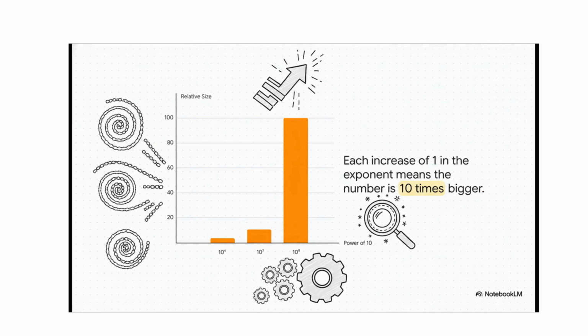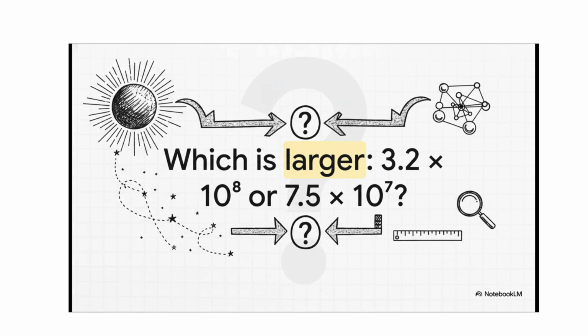And this chart really drives that point home. Each jump in the exponent isn't just one little step, it is a 10 times multiplier. The difference between something that's 10 to the 6th and 10 to the 7th isn't just 1, it's a massive, massive leap in scale. So, quiz time. This is exactly the kind of problem where this way of thinking is absolutely essential.